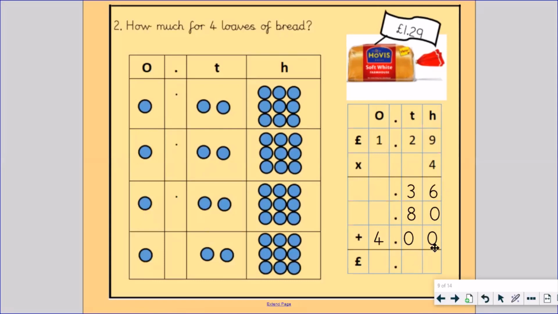Again, I need to add all of those together. Okay, so now that I have timesed them all, I need to add them. So 6 plus 0 is 6. 3 plus 8 is 11, plus 0 is 11. And I'm going to carry the 1 over to the 4. 4 plus 1 is 5. So how much does 4 loaves of bread cost? It costs me £5 and 16p. Okay.